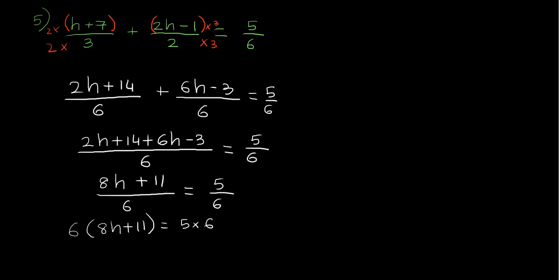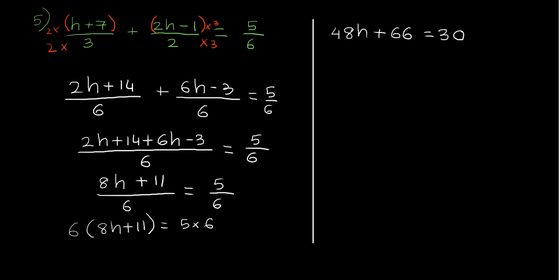I'm going to have to split the board. So I'm going to expand that. That would give me 48. Okay, I need to get my pen again. Right, 6 times 8h is 48h, and then 6 times 11 is 66, and then 5 times 6 is 30.